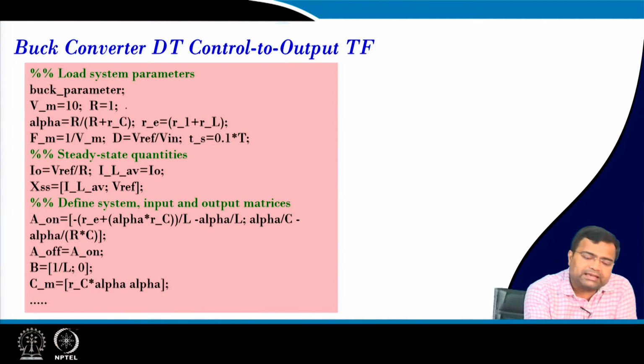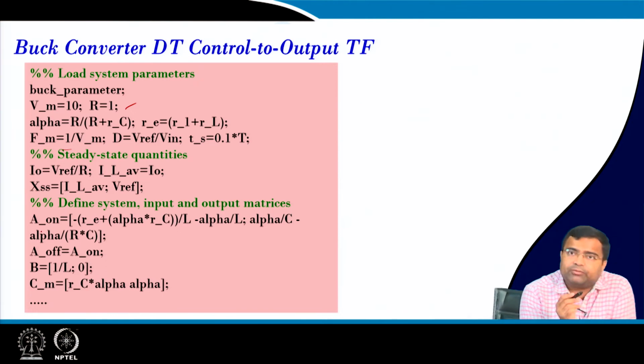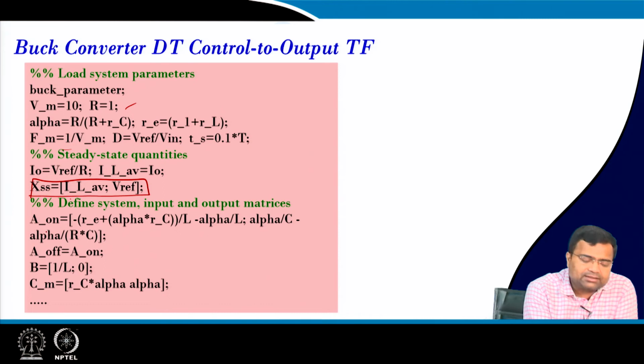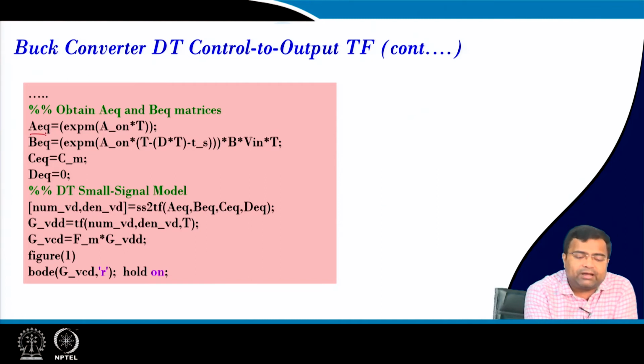So, again the same parameters, everything same, Vm. Now, we are using the discrete time small signal model. For that, this will be derived around the steady state operating condition, and we are taking the average inductor current and the reference voltage. Next, we are taking the on time matrix and off time matrix, and since R1 and RDS on are identical for both low side and high side, the on and off state matrices are identical, so we get a B matrix and C matrix. Next, we can compute A equivalent.